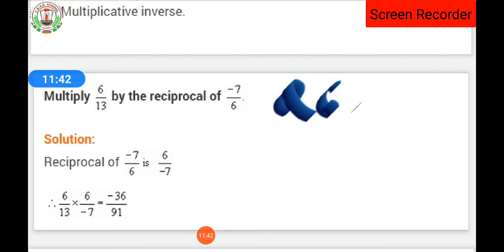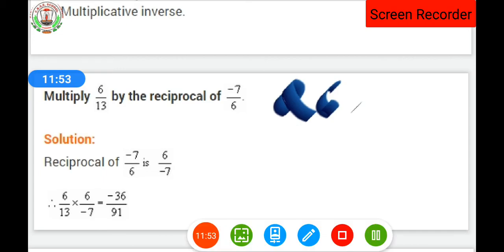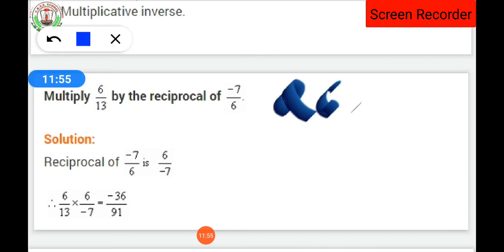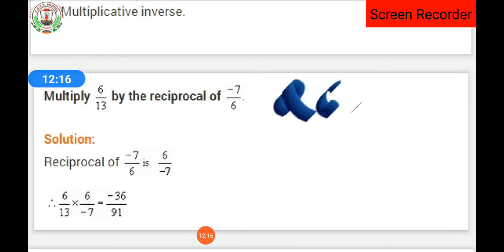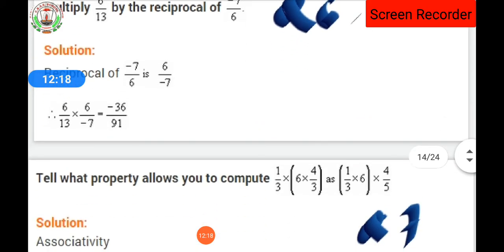7 upon 6. Okay, the reciprocal of minus 7 upon 6 is what? Minus 7 upon 6's reciprocal will be 6 upon minus 7. Now what we have to do is multiply by the reciprocal of that number. So 6 upon minus 7 will be multiplied with 6 upon 13. Okay, so 6 times 6 is 36, 13 times 7 is 91. And the minus in the denominator will go to the numerator. So what will be the answer? That is minus 36 upon 91.